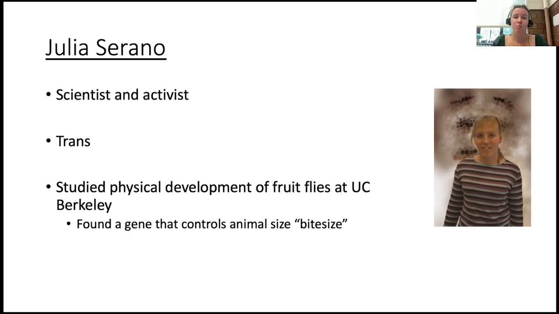Our Meet a Scientist moment today is Julia Serrano. She is a scientist and activist and is a trans woman. She studied the physical development of fruit flies at UC Berkeley. That picture behind her looks like some kind of fruit fly art background. Something cool about her research is she found a gene that controls the size of flies, and she called it bite size. One of my favorite things about people who do research on Drosophila is they always have the chance to name genes, these cutesy little things, and that's my favorite.